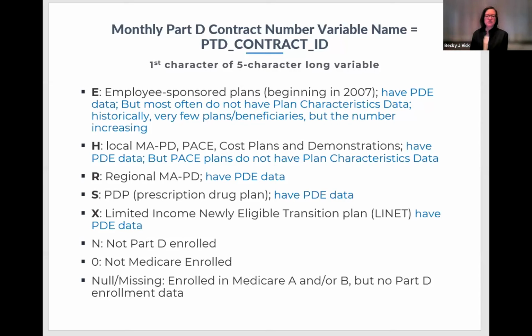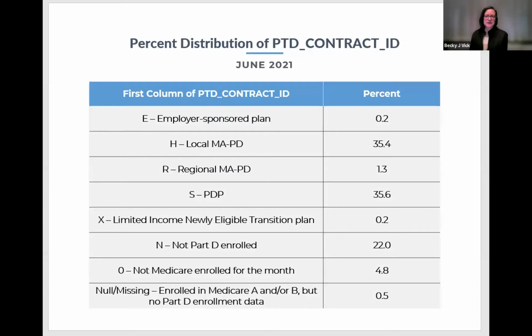And then missing also indicates that they had Medicare A and B, but no Part D. So kind of the same as the N's. I think that it's kind of a different value because it comes from a different source, something to do with upstream flow of data, that's why there's kind of two different values for not enrolled Part D, the N's and the missings. They mean the same thing.